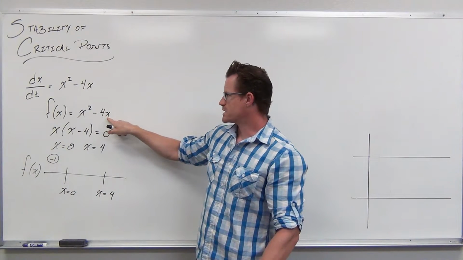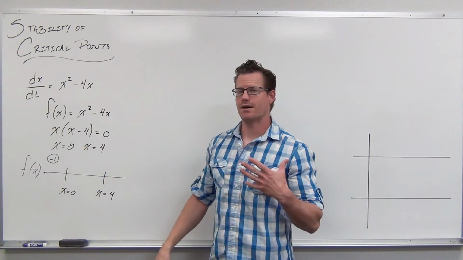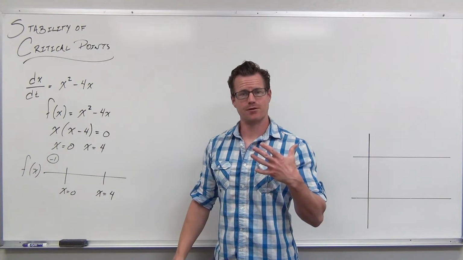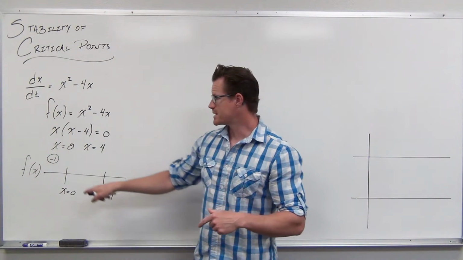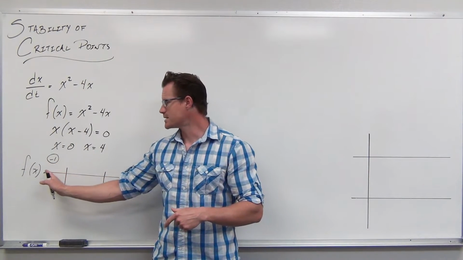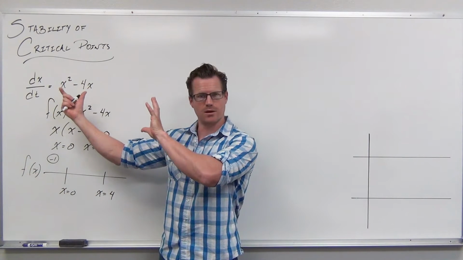4 times -1 is -4. 1 plus 4 is 5. Now, I don't care about the 5, but I care about the fact that it's positive. What that means is that our slope is positive. So remember our parent function.